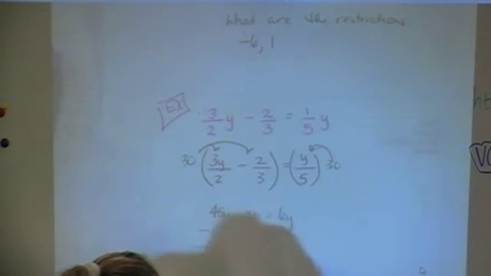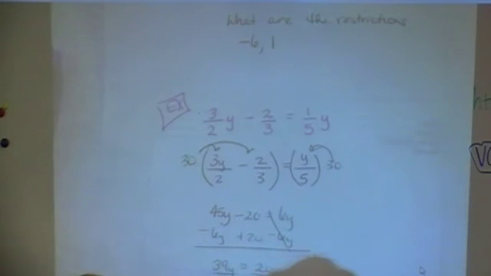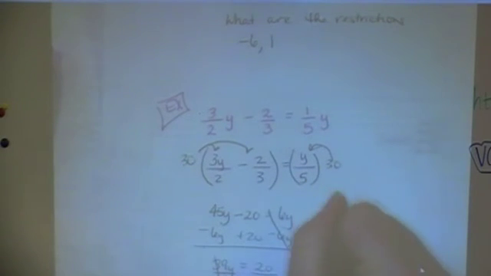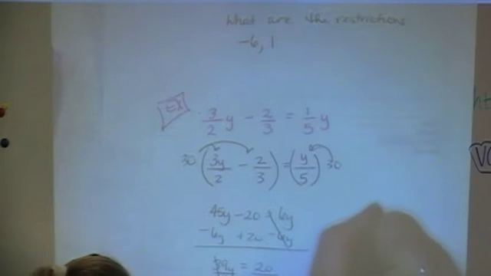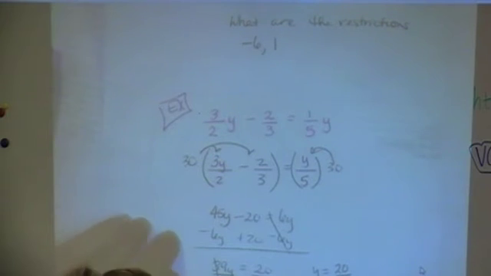And now you're just solving an equation. Subtract 6y from both sides, add 20, and I get y equals 20 over 39. Simplify if you can; it doesn't simplify. So that's it. Everybody good? Alright, let's do one that is a rational equation.